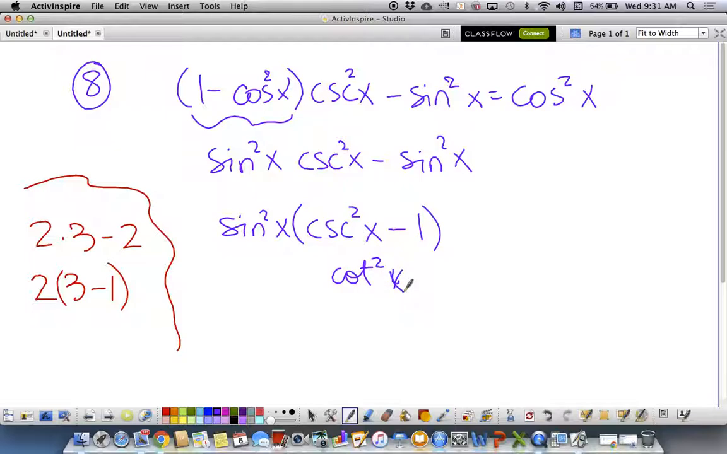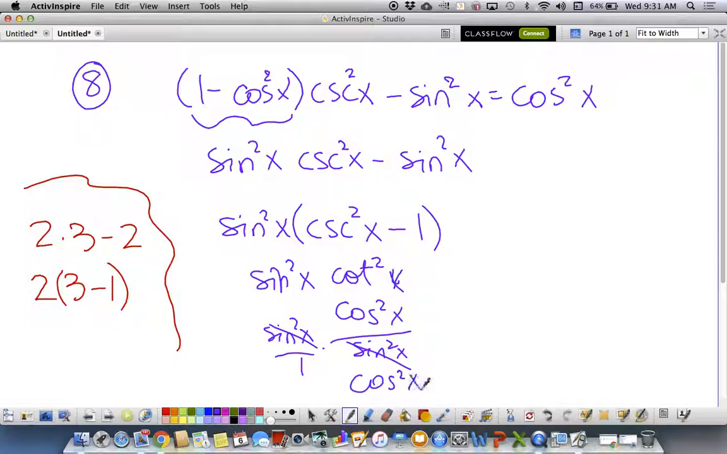And I'm writing theta, but that's an x. Sine squared, because I was already in my Pythagorean identities when I did this, apparently. And then you can cancel out the sines because it's cosine over sine. So this is simply cosine over sine, sine squared over 1. These cancel. What are you left with? Cosine squared x equals cosine squared x.